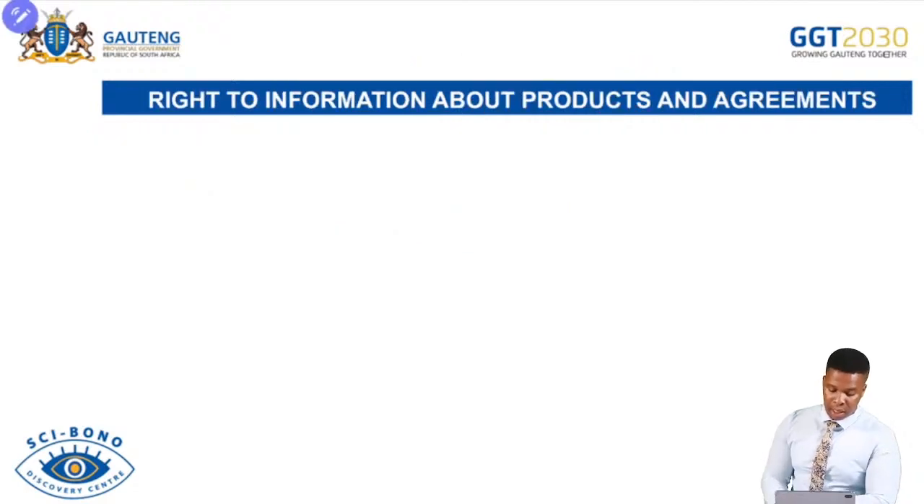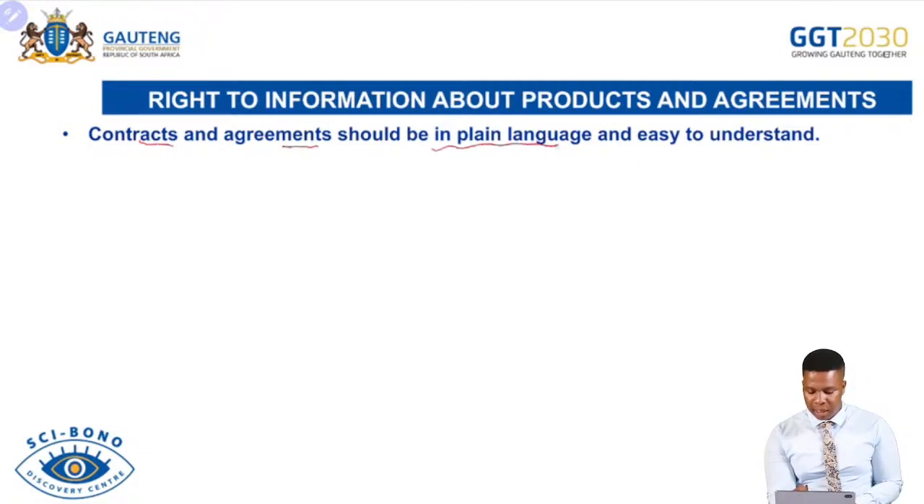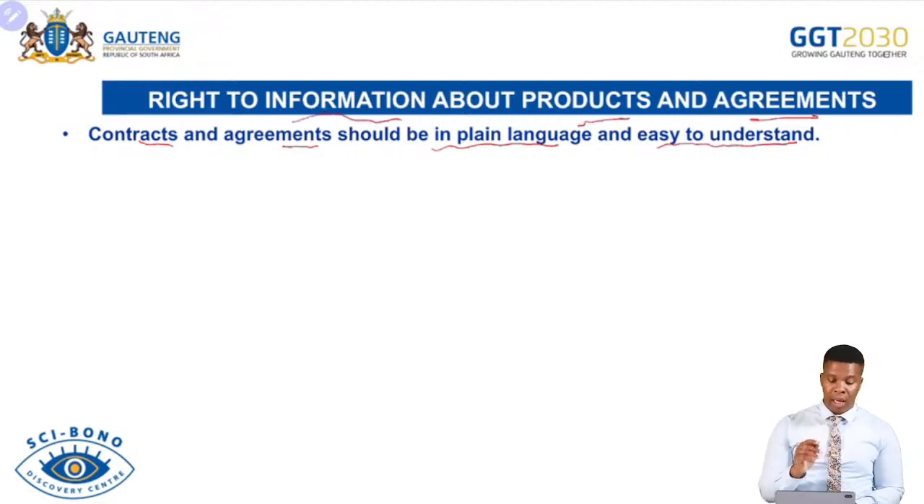And then as we proceed, the right to information about the products and services. Basically, in the process of buying, some consumers buy on credit and there should be contracts. So the contracts and agreements should be in plain language and easy to understand. Hence we say information about the product and agreement should be clear. So even the language that is being used should be easy to understand.